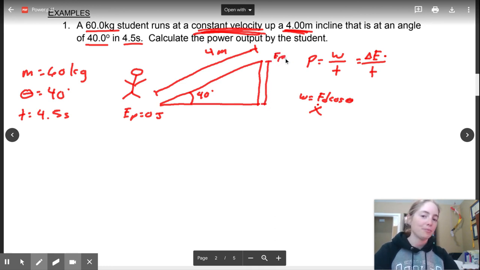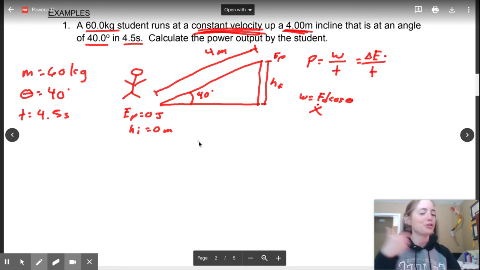So here, EP is equal to 0 joules, and we have a height, and here he would have a value of EP. Well, guess what, ladies and gentlemen? We don't have a value of height, but we can get height. So our height initial here is going to be 0 meters, and our height final, well, we can use trig in order to get that. So let's do some trig to get our height final, because we know we're going to be needing it when we use our EP equals mg delta h.